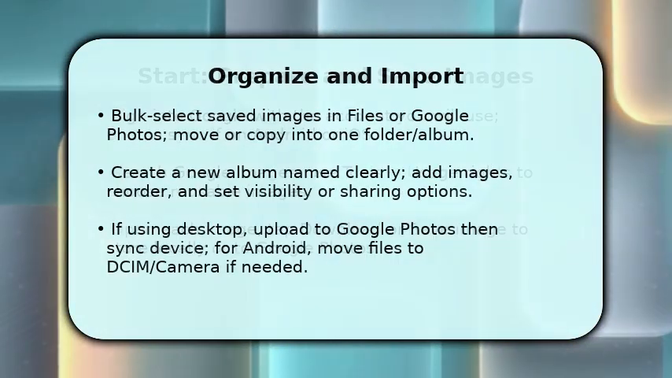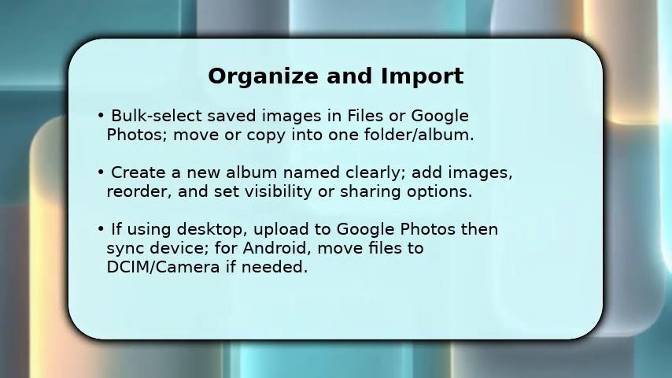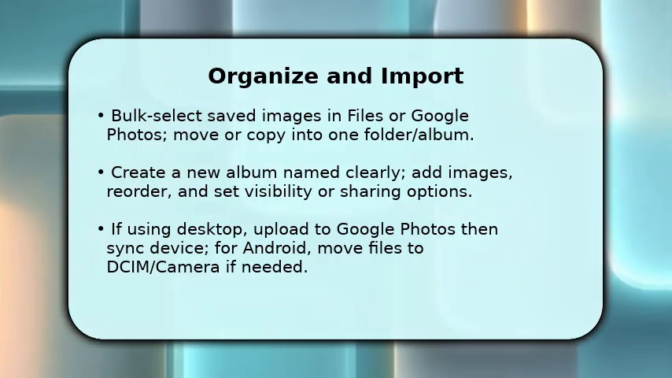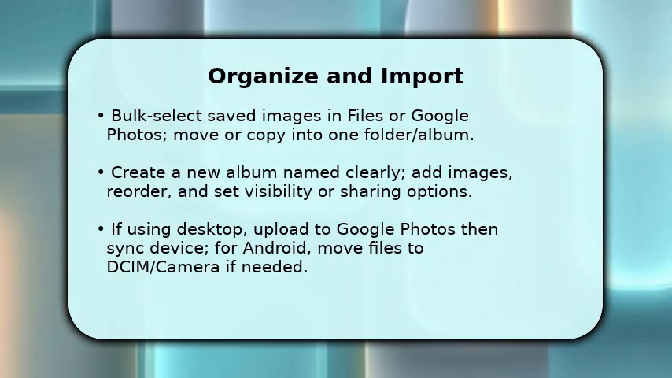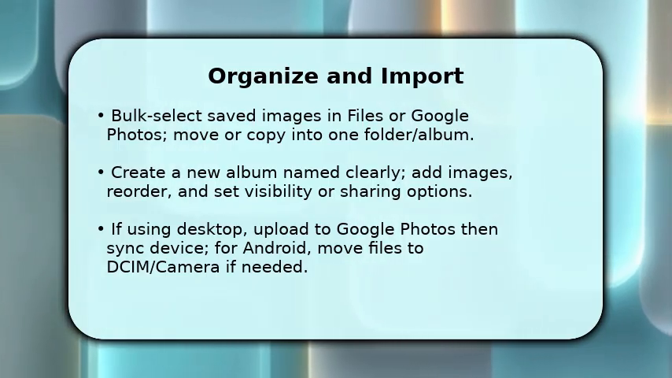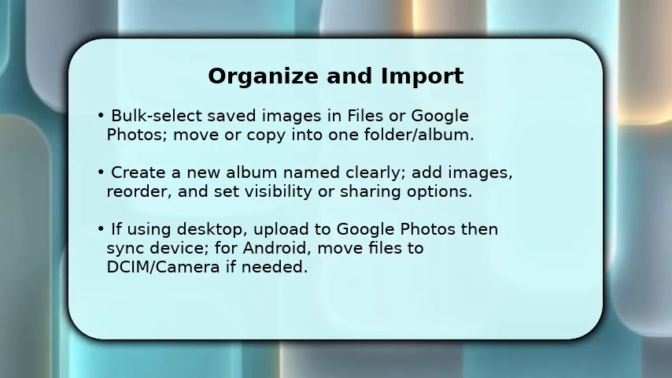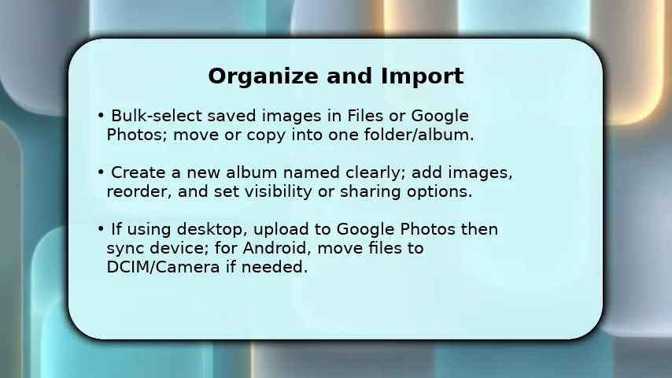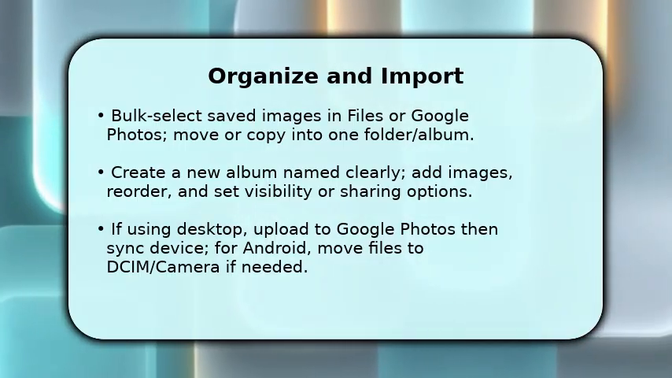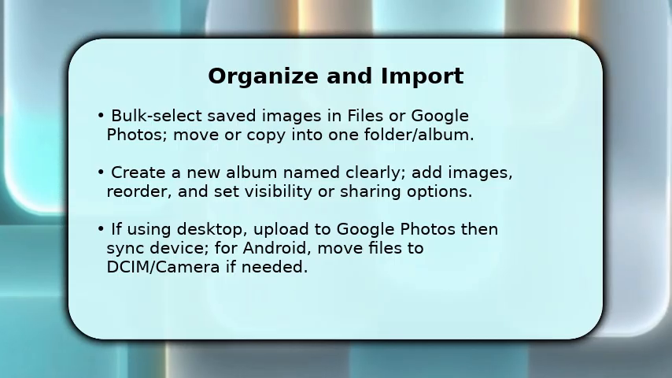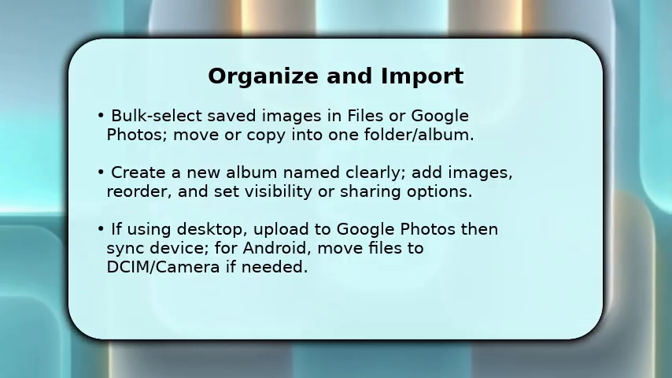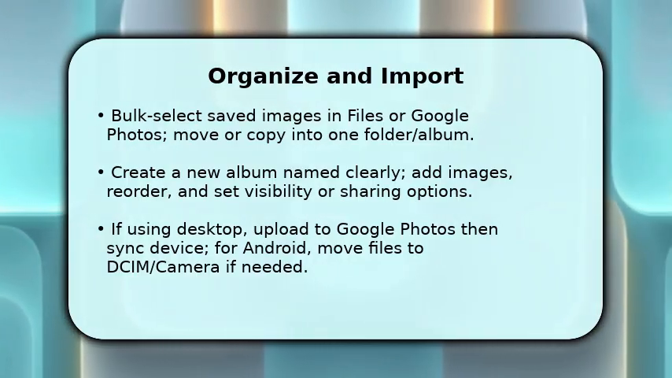Once images are saved, you organize them before they hit your gallery. Open Google Photos or your file manager and bulk select the images to move them into one album or folder. Create a new album with a clear name, add the photos, and reorder them so they display correctly. You can also set sharing and privacy options now. If you download it on desktop, upload the folder to Google Photos and let it sync. If on Android and the gallery app reads DCIM/Camera, move files there so the gallery indexes them.